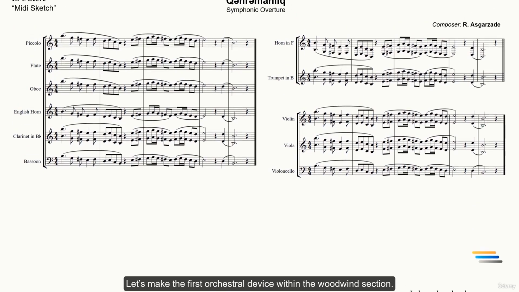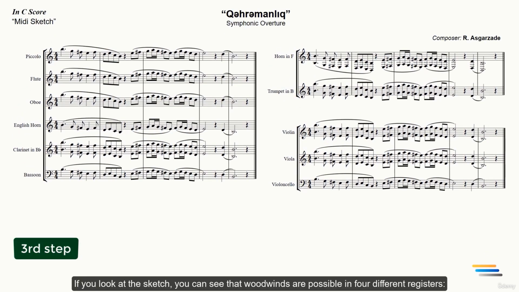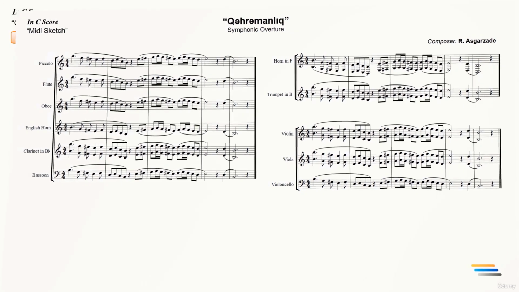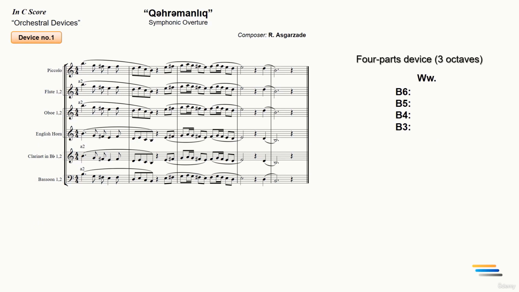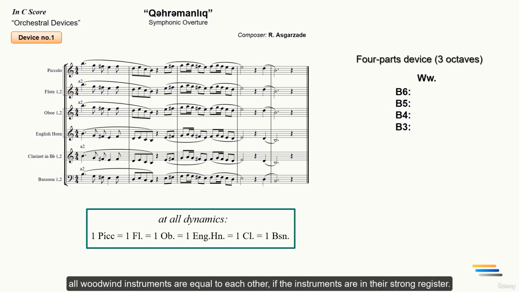Let's make the first orchestral device within the woodwinds section. If you look at the sketch, you can see that woodwinds are possible in 4 different registers: B6, B5, B4, and B3. I'm going to use all of this. Regardless of the dynamic, soft or strong, all woodwind instruments are equal to each other if the instruments are in their strong register.